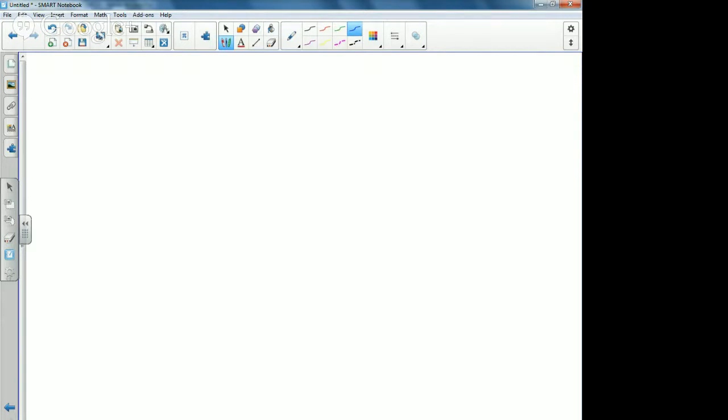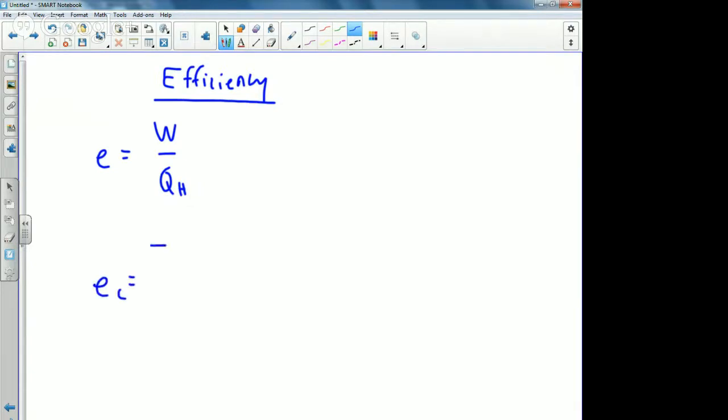Last part, which is the part that a lot of you guys struggled with, is the second law of thermodynamics, really about entropy and efficiency. Now the formulas for efficiency are E is equal to work over QH, and E_C is equal to TH minus TL over TH. High minus low over hot, or hot minus cold over hot. Same thing.